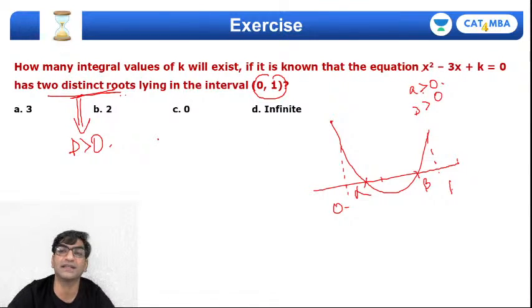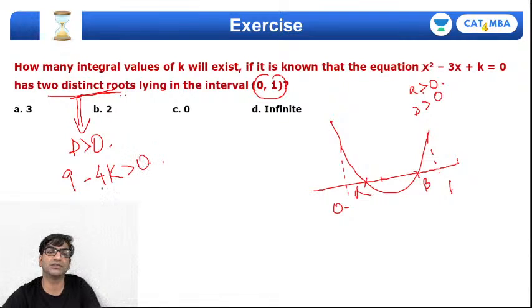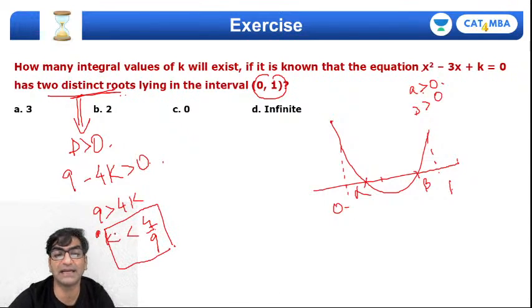right? सबसे पहले D greater than 0 को solve कर लेते हैं, right? D here will be B square, that's -3 का whole square, that's 9, minus 4k is greater than 0, which means you bring the 4k there, 9 is greater than 4k, which means k will be less than 4 by 9. K must be less than 4 by 9.